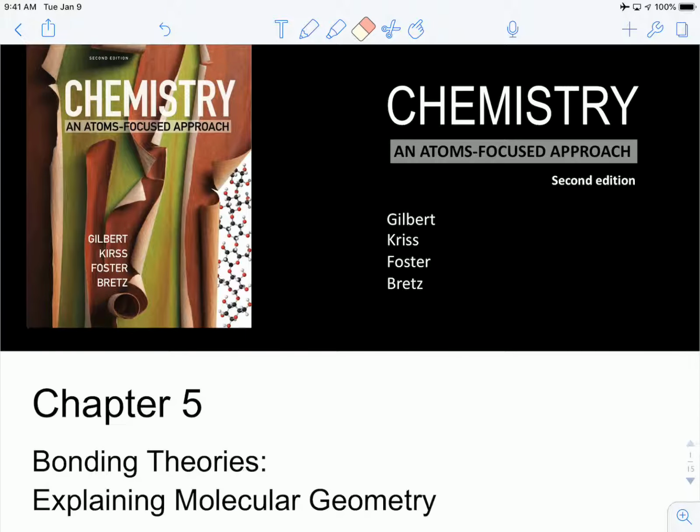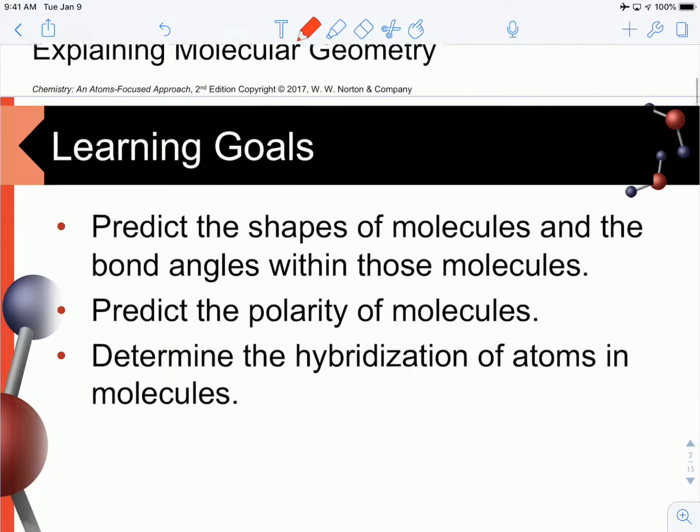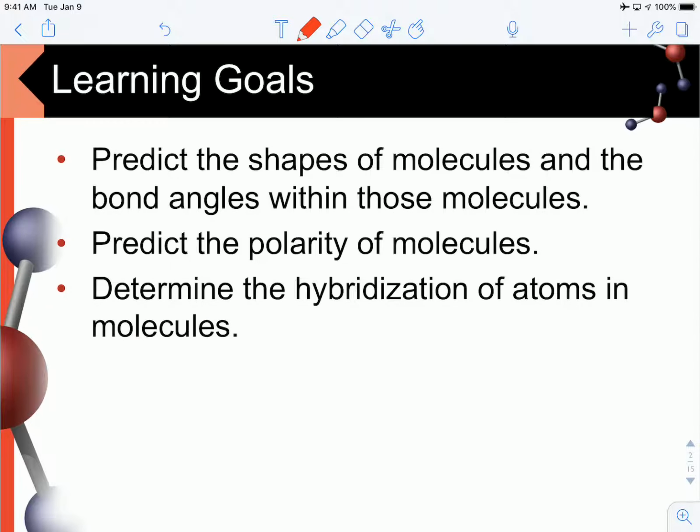As I mentioned for Chapter 4, you are going to need to master Lewis structures to be able to grasp Chapter 5. It's used completely to build upon. What we're going to focus on here is bonding theories and really explaining molecular geometry. Learning goal-wise, the main thing you're going to need to be able to do is predict the shapes of molecules. That's the heart of this chapter. We're going to take Lewis structures and build from that.